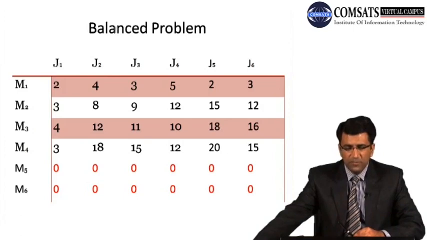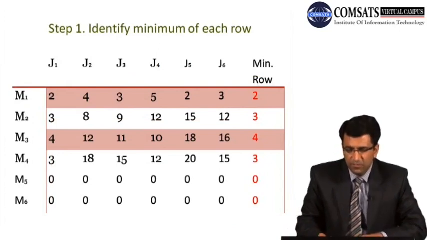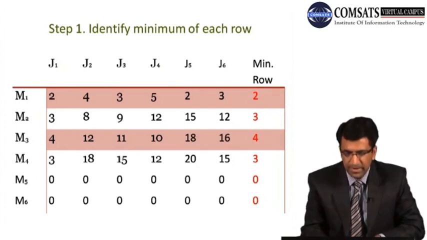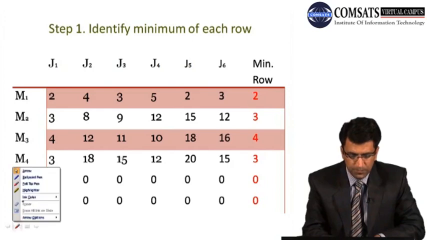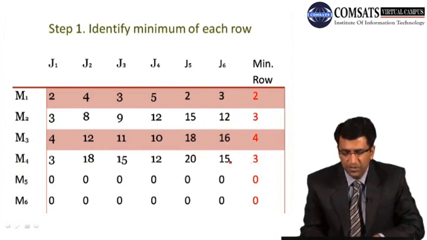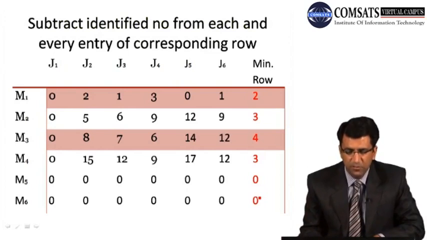Now again class, we'll have to follow the same rules, that is in the first step we'll have to apply the row operation, that is we'll have to find out the minimum number out of each row, and we'll have to subtract that particular number from each and every value of the respective row. Again in the first row you can see that the minimum number is 2, so you can subtract 2 from all of these values. In the second row the minimum number is 3, third row 4, fourth row 3, fifth row the minimum number is 0, and sixth row the minimum number is 0. So if we subtract this minimum number out of each respective row, we will get this particular matrix.